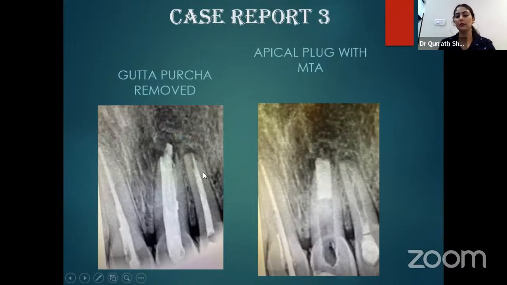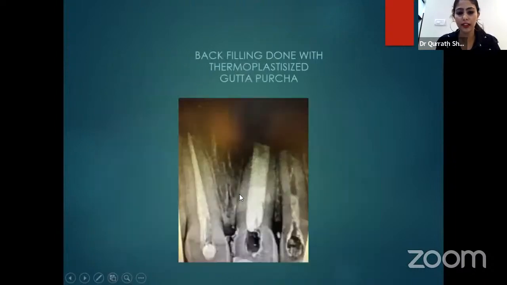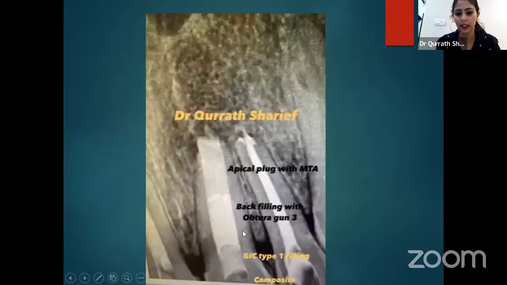Working length was again determined with the help of the radiographic technique. Followed by that, the irrigation protocol was done. This root canal procedure was followed in 2 sittings. It was not done in a single sitting. Triple antibiotic paste was placed for almost 14 days. Followed by that, the down pack was done with your MTA and then backfill with your thermoplasticized gutta-percha technique. And then you can see the GIC which has been placed here, followed by the composite.